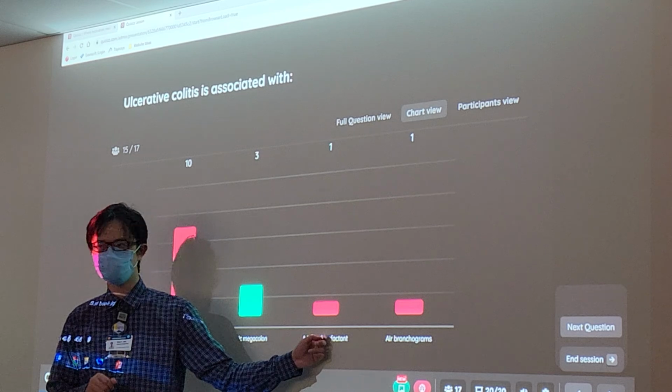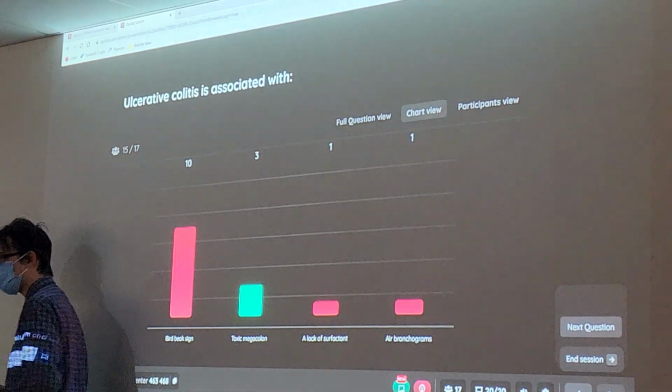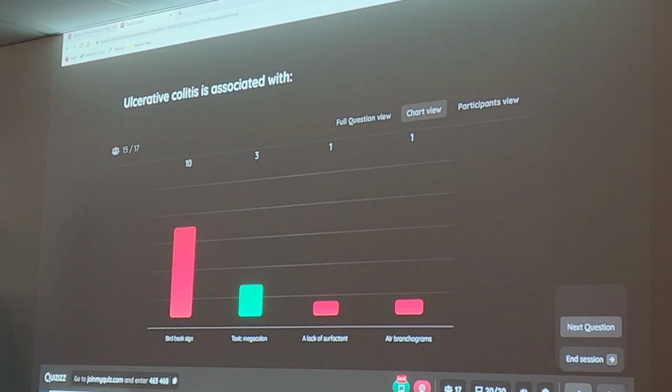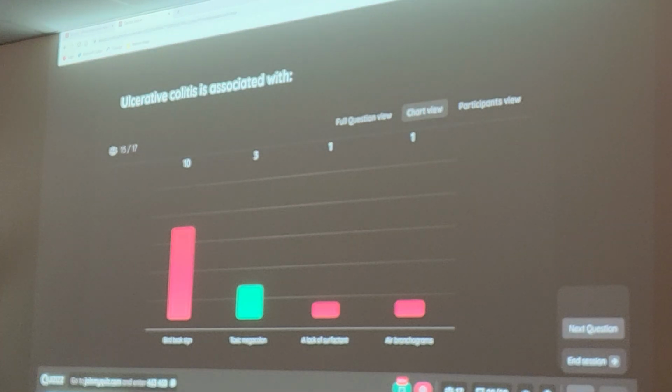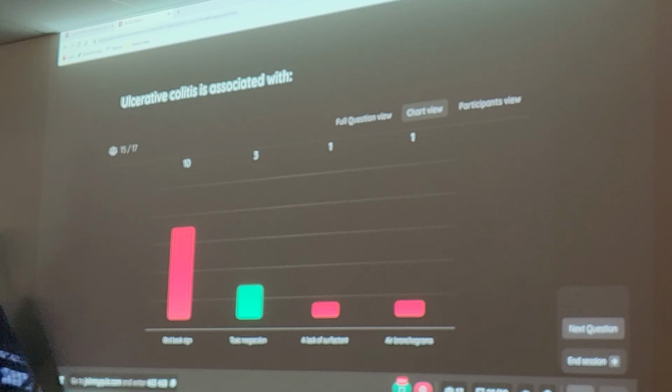Lack of surfactant, right? Which one was that? Respiratory distress syndrome. Right, respiratory distress syndrome in infants, right? Hyaline membrane disease. Okay, yeah, bronchograms, same thing. That's also hyaline membrane disease.